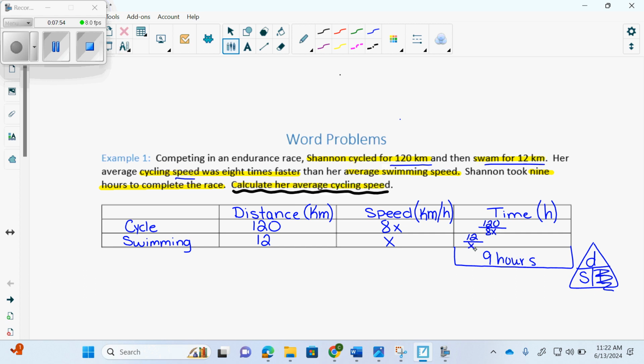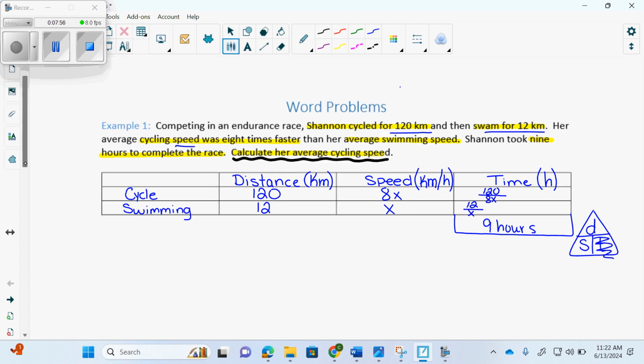Okay. Now I need to set up an equation from this. What could I set up? Total time. What does total mean? Oh, add. Yeah. There we go. So we go 120 over 8x plus 12 over x. So if I take the cycling time and I add to it the swimming time, I get 9. We agree?